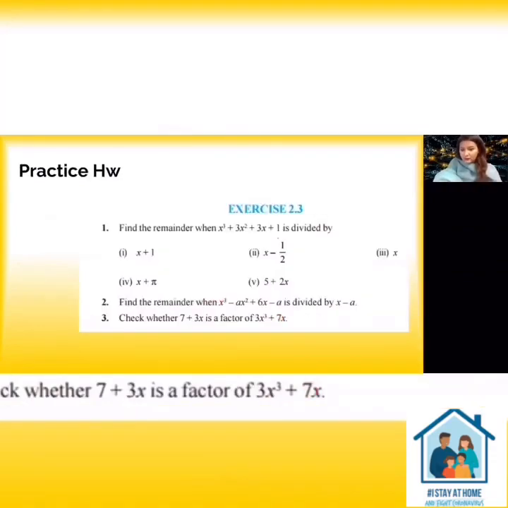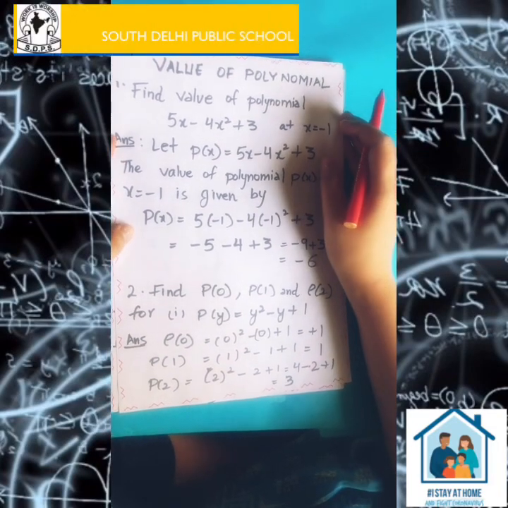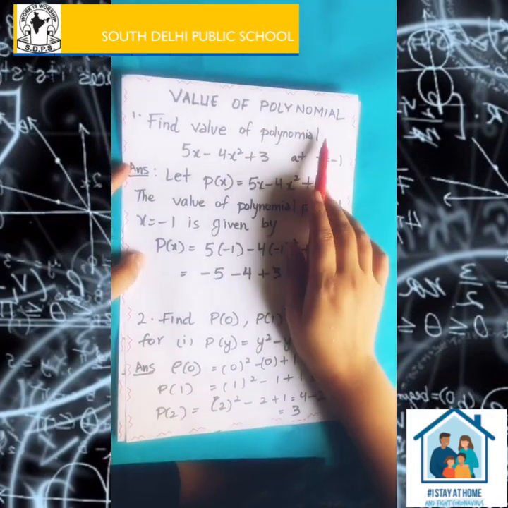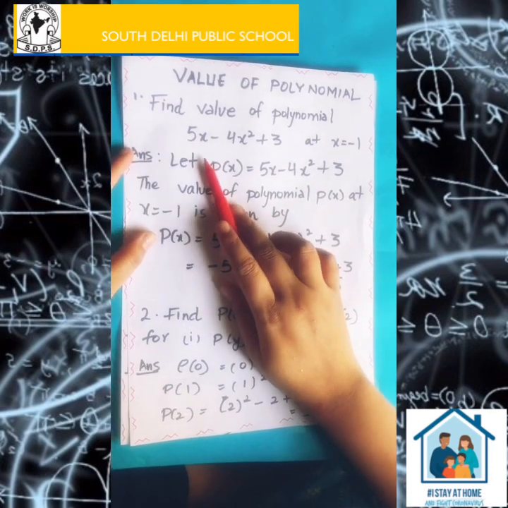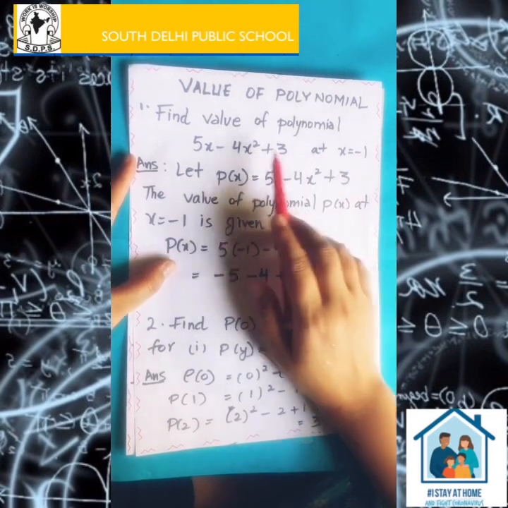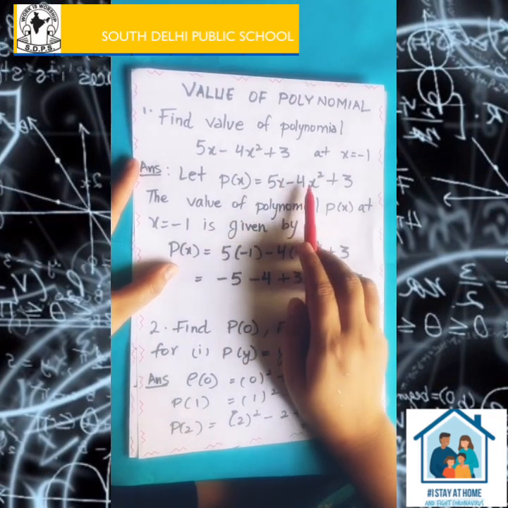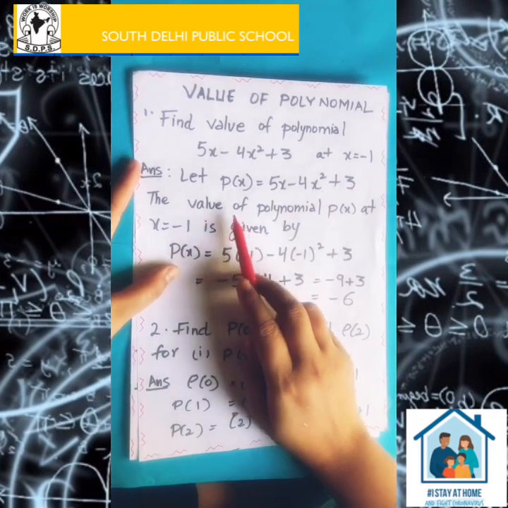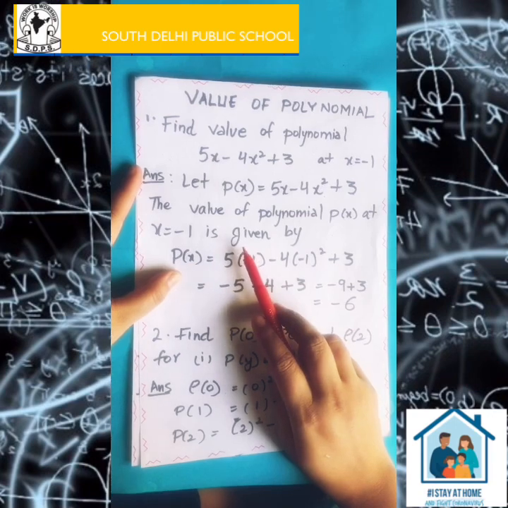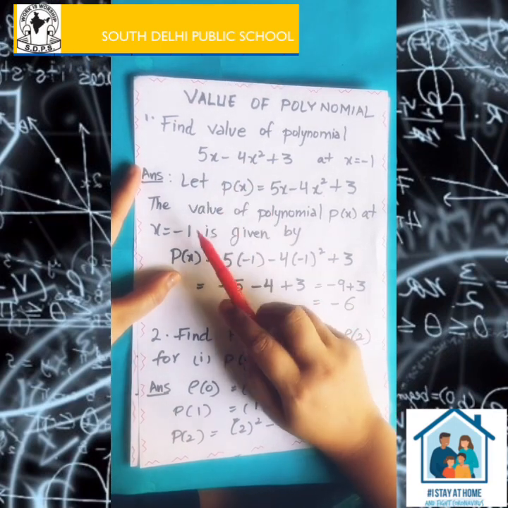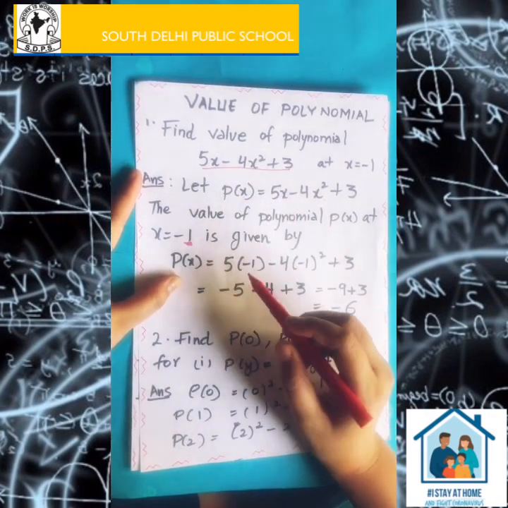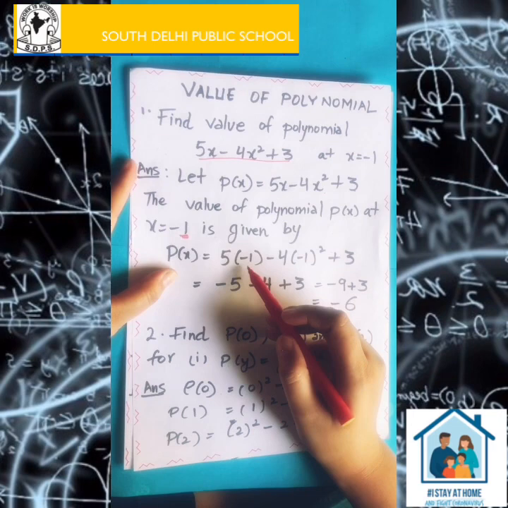These are the questions. Students, let's start with exercise 2.2. Find the value of the polynomial. This is question number 1. 5x minus 4x square plus 3 at x equal to minus 1. Let p(x) equal 5x minus 4x square plus 3. The value of polynomial p(x) at x equal to minus 1 is given by, what you are going to do, you will just substitute the value of x, that is minus 1, in this polynomial. So in place of x, you will write minus 1.